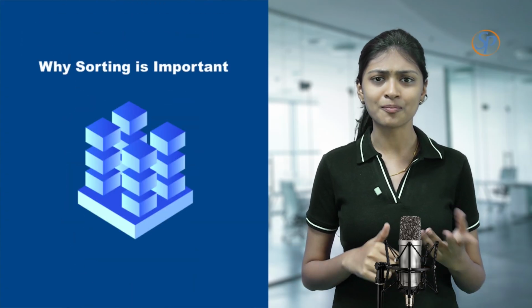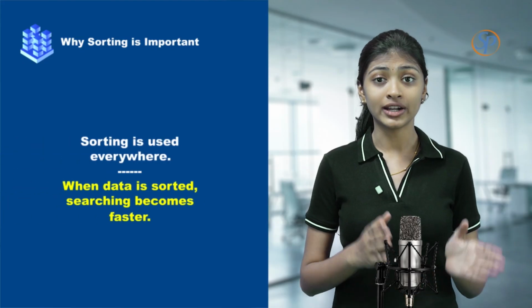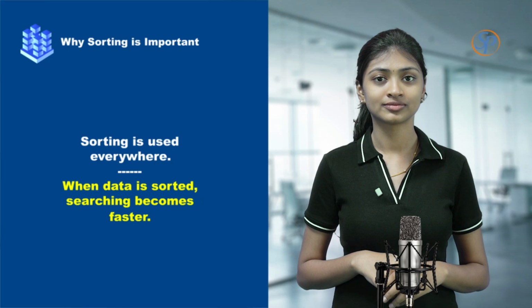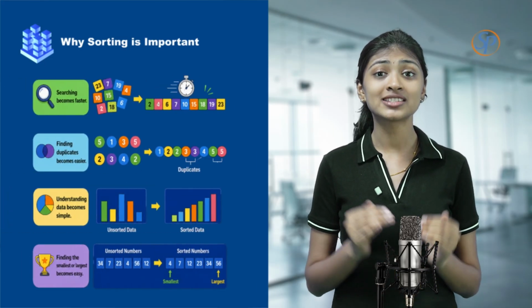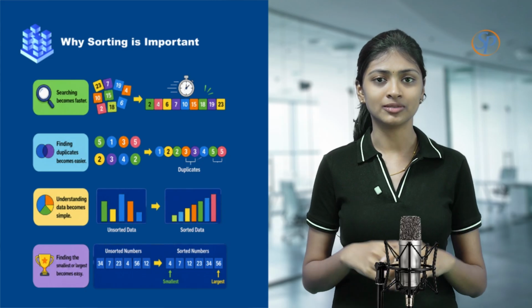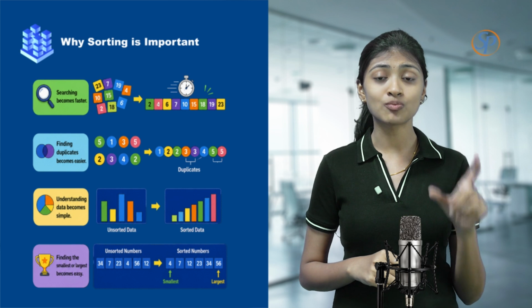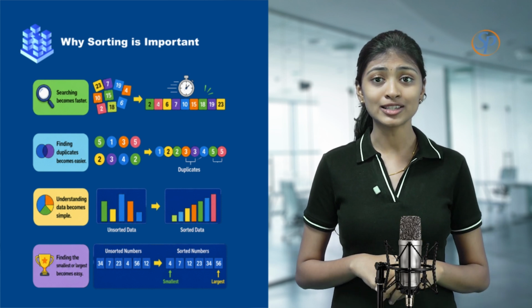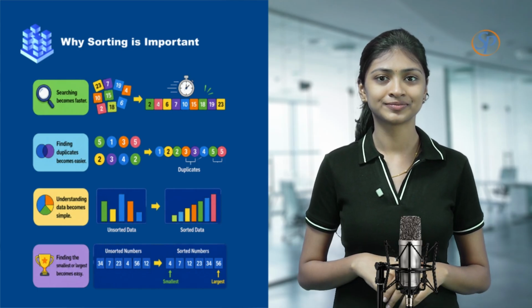Why is sorting important? Sorting is used everywhere. When data is sorted, searching becomes faster. Finding duplicates becomes easier. Understanding data becomes simple. For example, if numbers are sorted, finding the smallest or largest value becomes easy. That is why sorting is a basic and important skill.